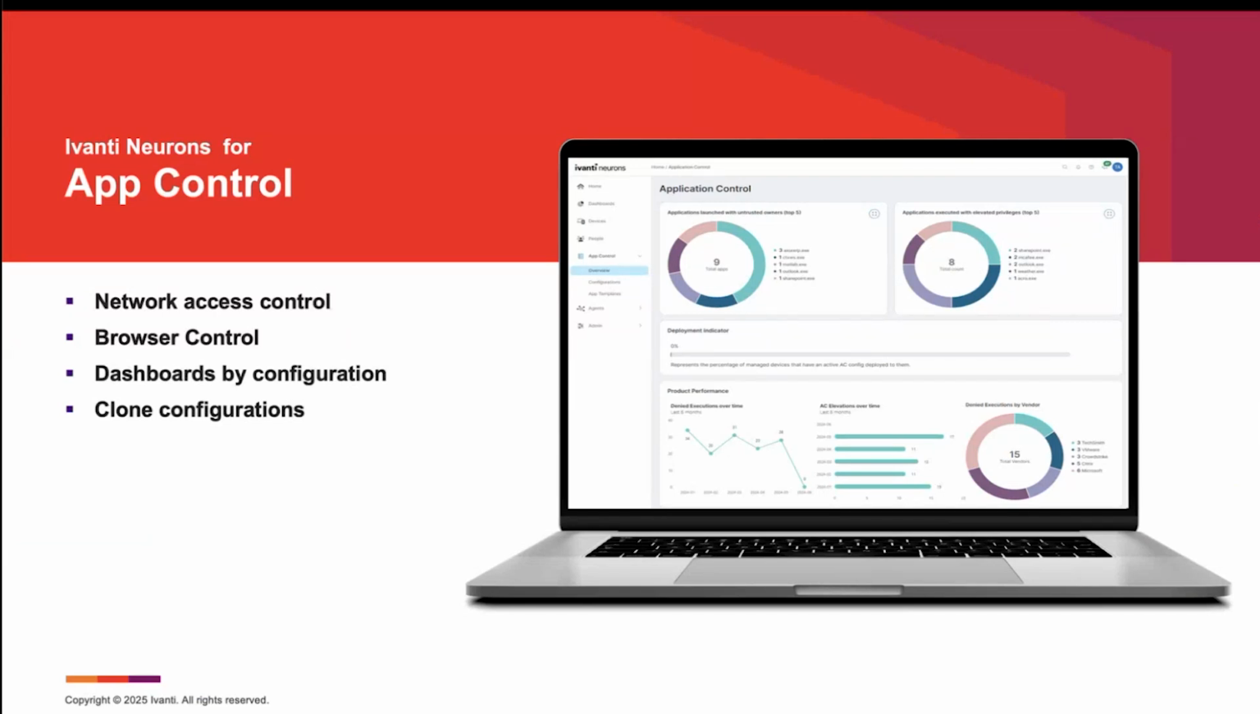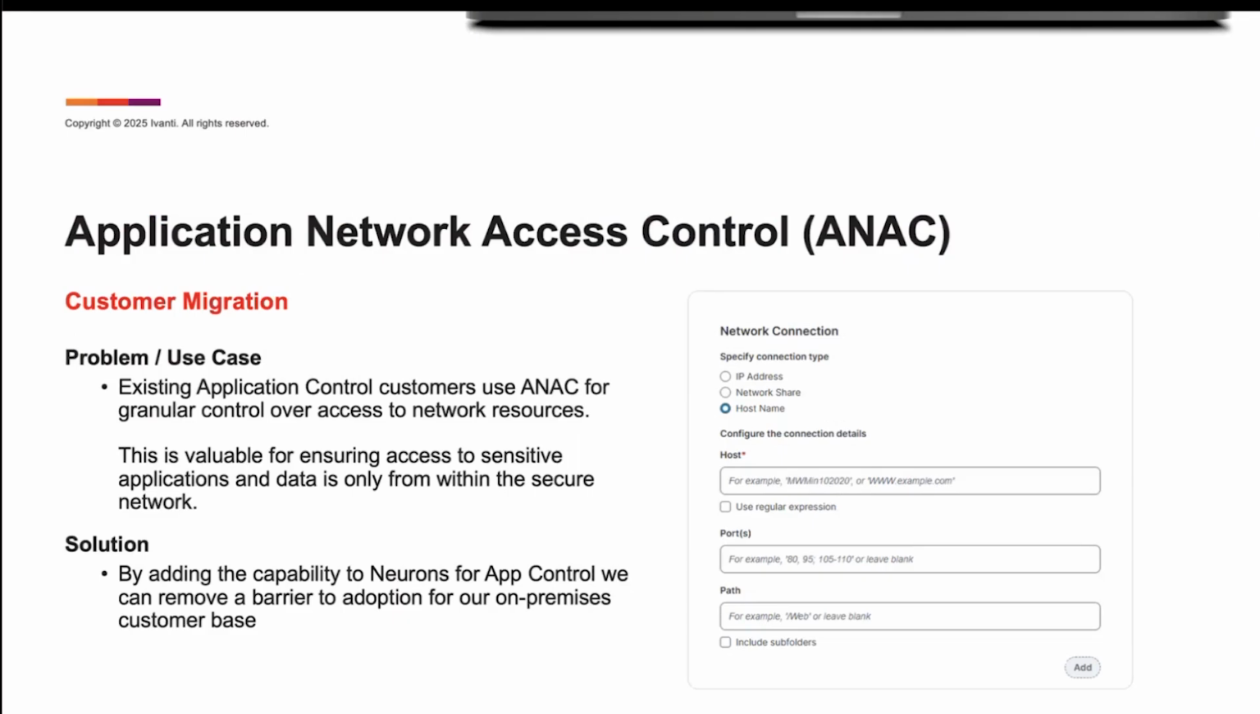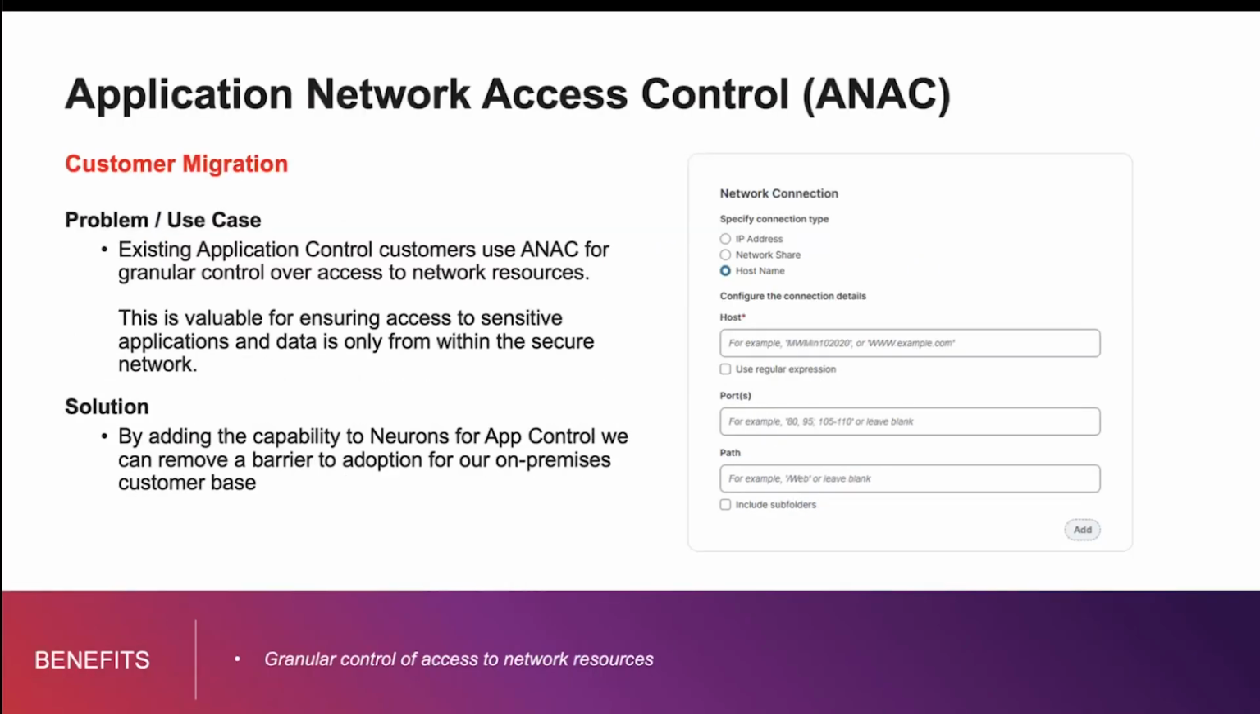So I'm here to talk about app control. We have added some more new features this quarter based on customer feedback and also looking at feature parity. One of the popular features that we hadn't got around to adding yet was ANAC, or Application Network Access Control. It works similarly to allow and deny for files, but for network locations. I'll show you that in just a moment.